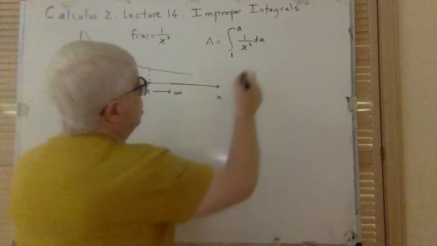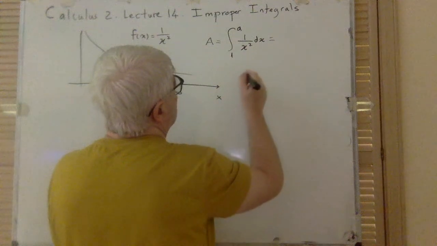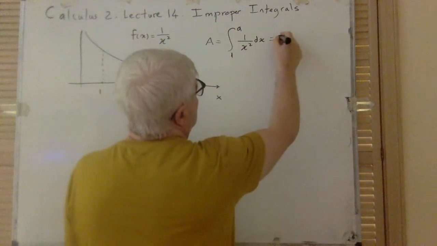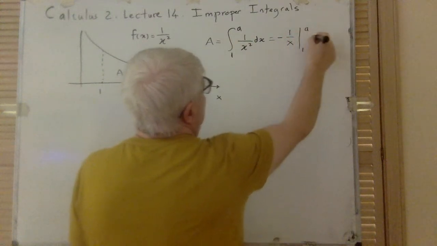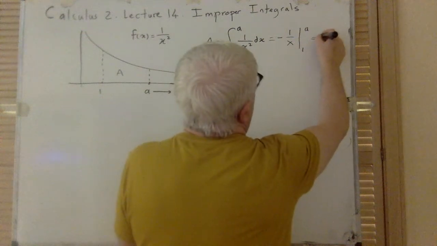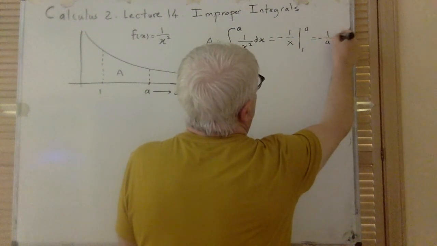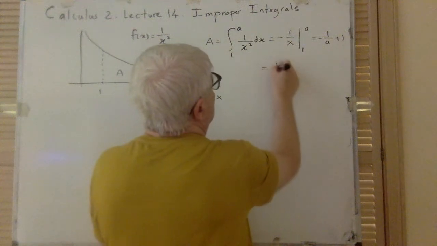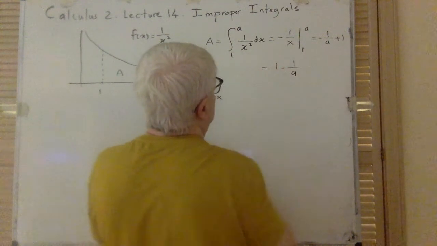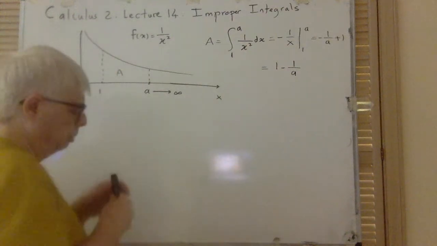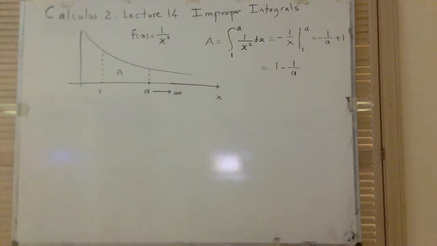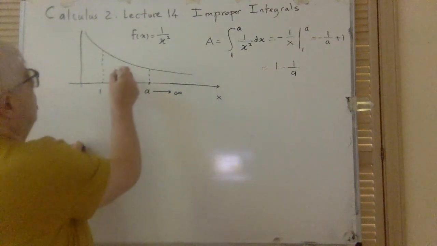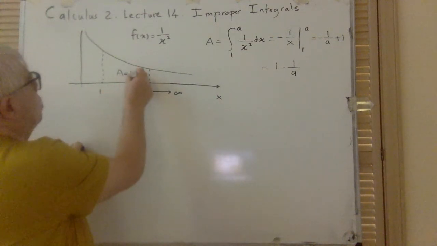Okay, let's find it. 1 over x squared is in fact x to the power -2, so that is minus 1 over x from 1 to a, which is minus 1 over a plus 1. So it is 1 minus 1 over a. So this integral, this area, is in fact a finite number. This area here is 1 minus 1 over a.